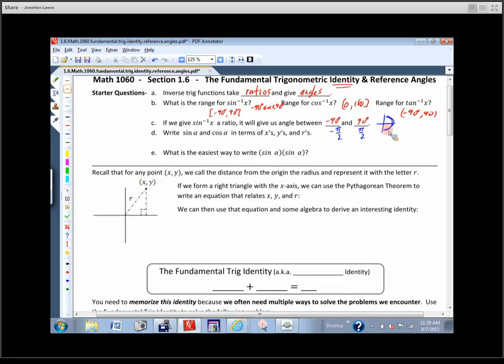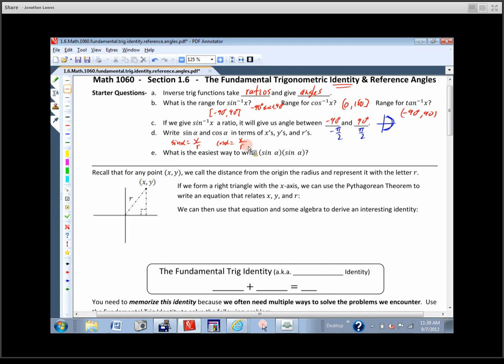And then it says sine alpha, cosine alpha in terms of x's, y's, and r's. So the sine of alpha is what over what again? Y over r. And then cosine of alpha is x over r. Very good. If you have that stuff memorized, you've got a couple things memorized for the test already.